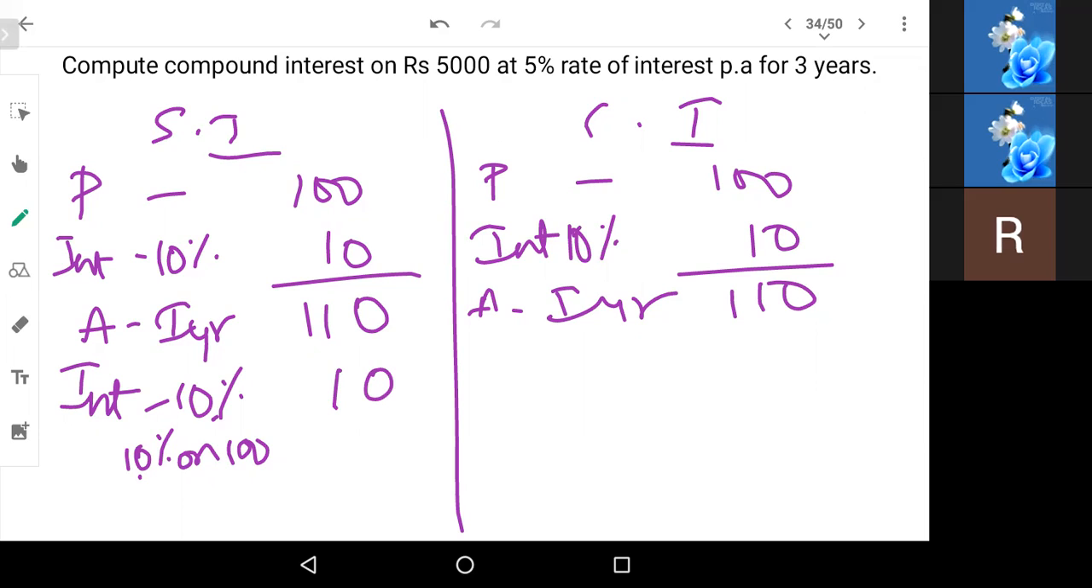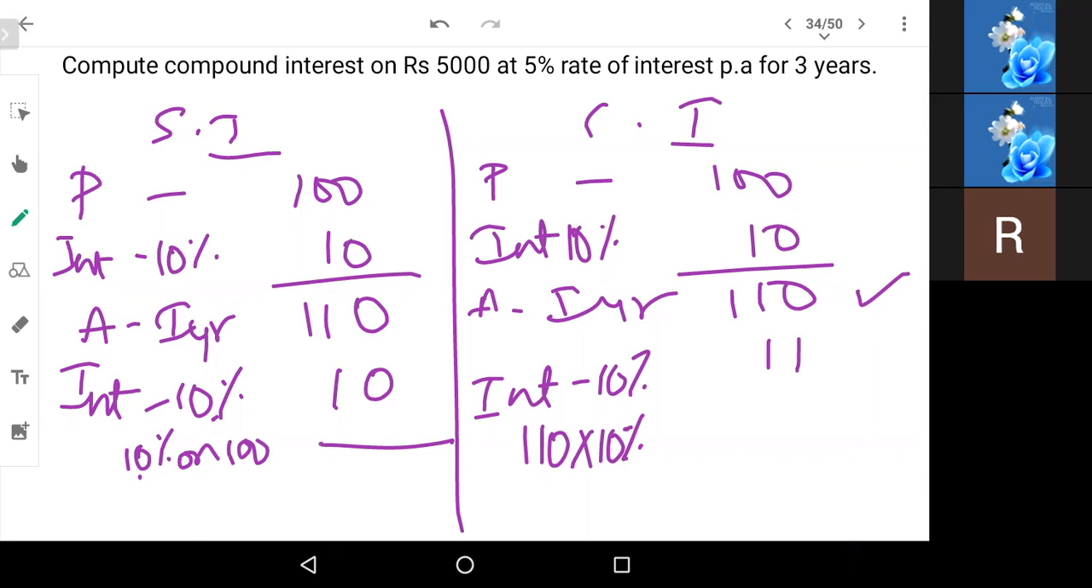But when you come to compound interest, for the second year 10%, it will be calculated on the accumulated amount. Accumulated amount means this amount of 110. So we will be calculating interest amount on 110 into 10%, which is nothing but 11 rupees. So if you see, there is 1 rupee difference here. So you get 120 and here you will get 121 rupees.